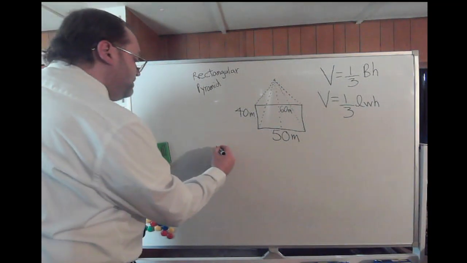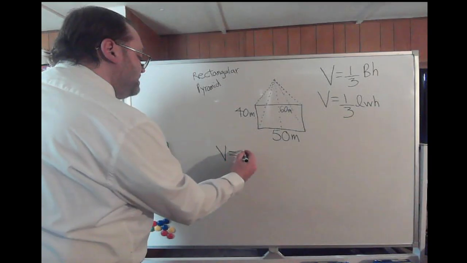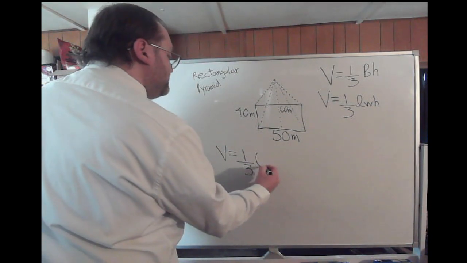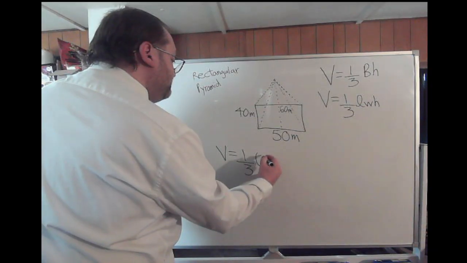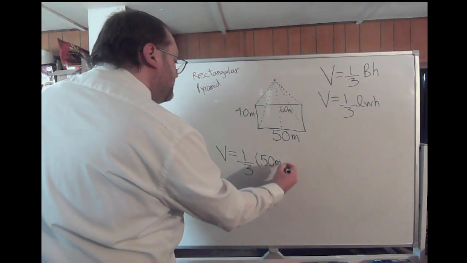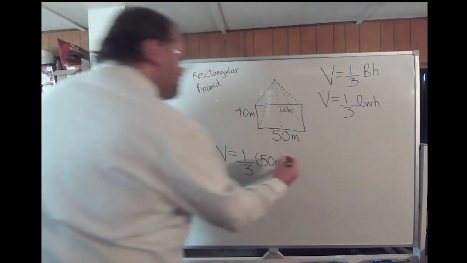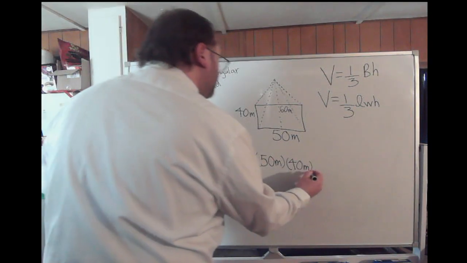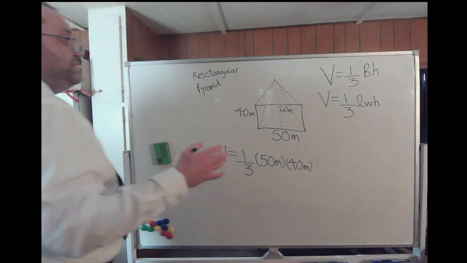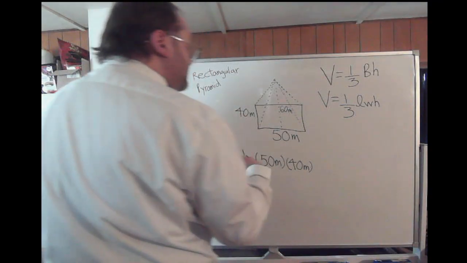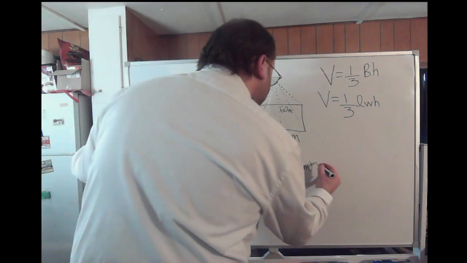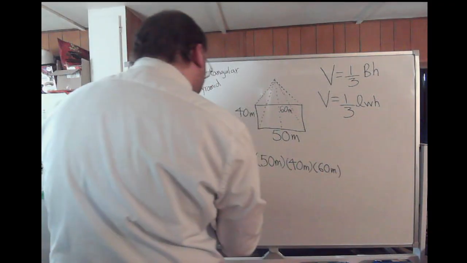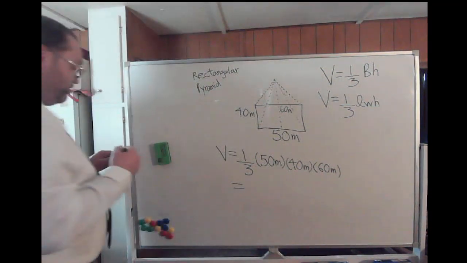So to find the volume, once again, you'll take 1/3 times the length of the base, which is 50 meters, times the width of the base, which is 40 meters, and that's the area part of the rectangular base of the pyramid. Now we just need to multiply that times the height, which would be 60 meters. And you're left with a very straightforward multiplication problem.